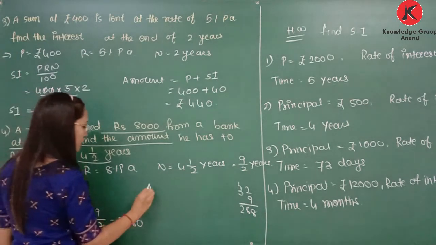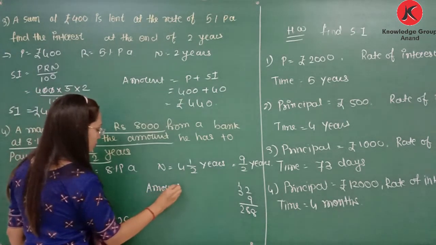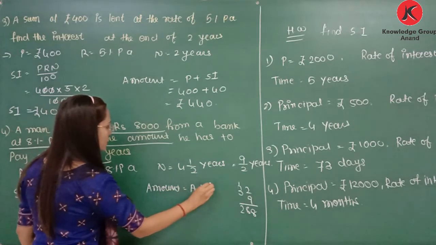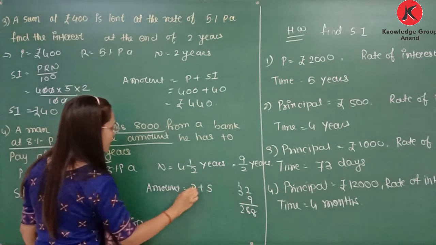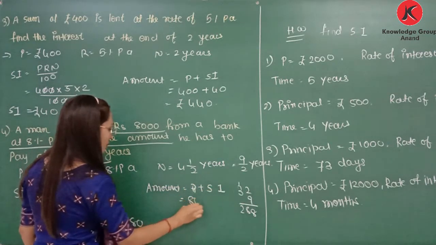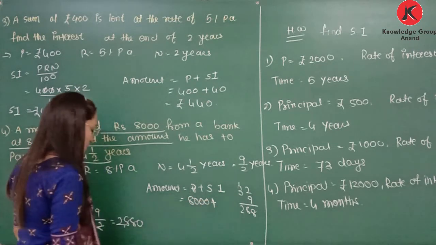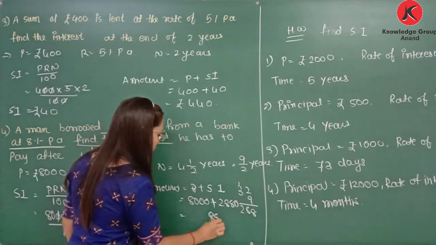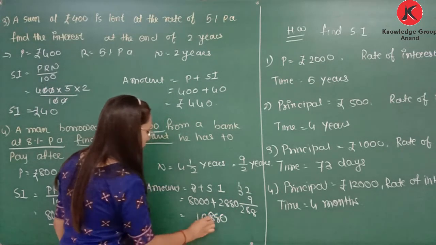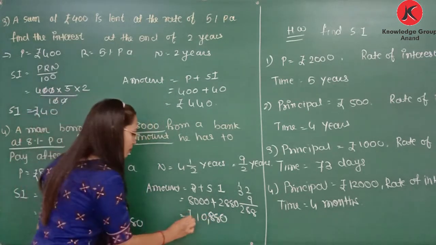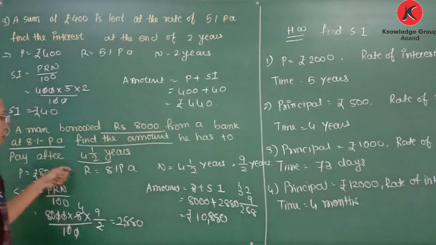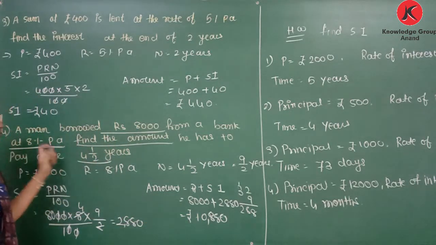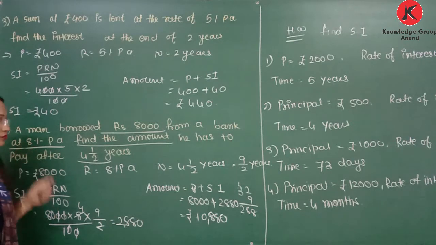Now amount will be P plus SI. Principal value is 8,000, SI is 2,880. 10,880 will be the amount after 4.5 years where rate of interest is 8% per annum.